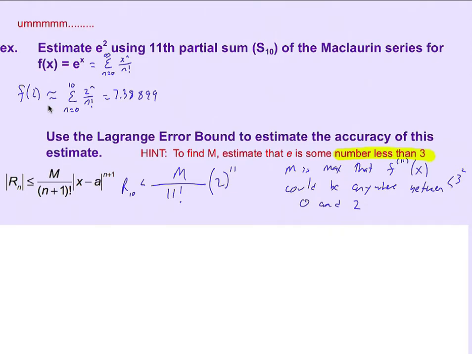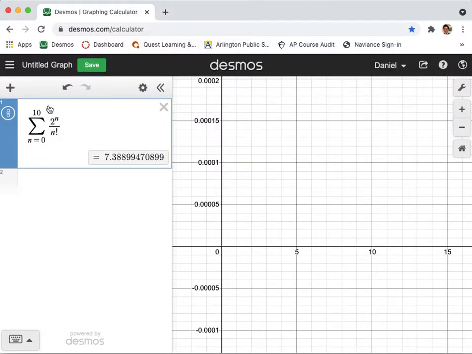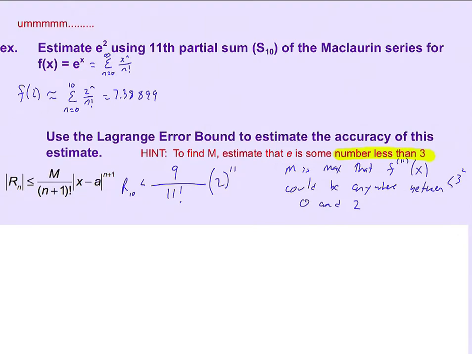The idea behind using a number for M is to use some number that I know is a little bit bigger, hopefully just a little bit bigger, than the biggest possible 11th derivative. As long as I have a number that is somewhat bigger than what I know the 11th derivative of f is when x is 2, I can plug it in here. So I can use 9 over 11 factorial times 2 to the 11th as the maximum amount that my error could be.